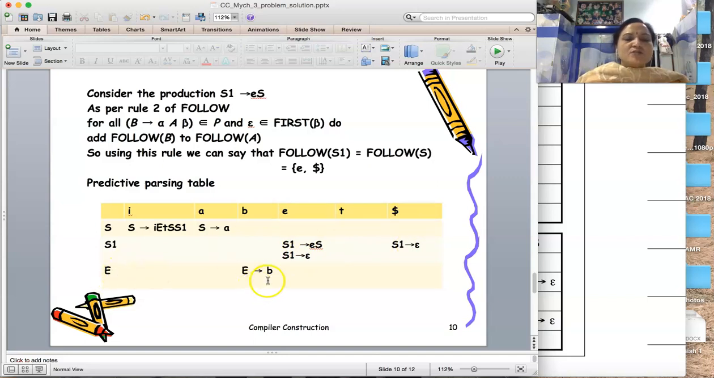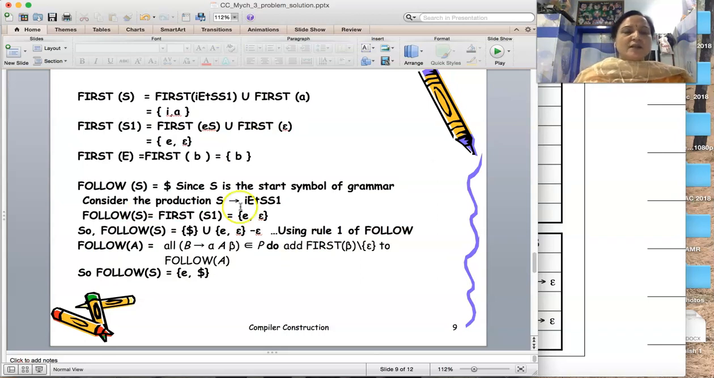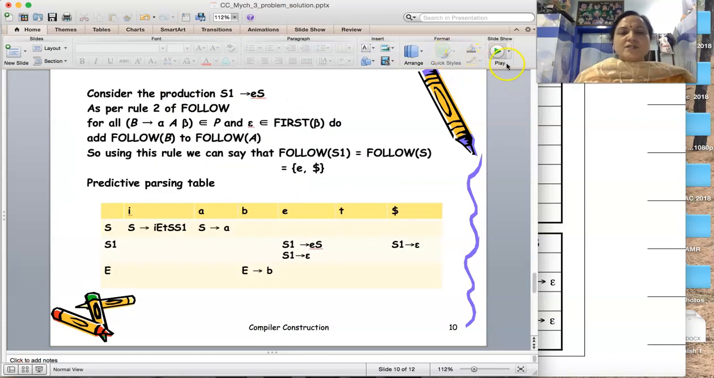Third production is E tends to b, whose first value is b. So below b, with row index E and column index b, I will directly write E tends to b. Now the problem with this parsing table is that it is giving multiple entries at a single location. Why is this happening? Because first of S1 consists of e comma epsilon and follow of S1 also consists of e. That means first of S1 and follow of S1 share e. Because of this we are getting multiple entries at a single location.